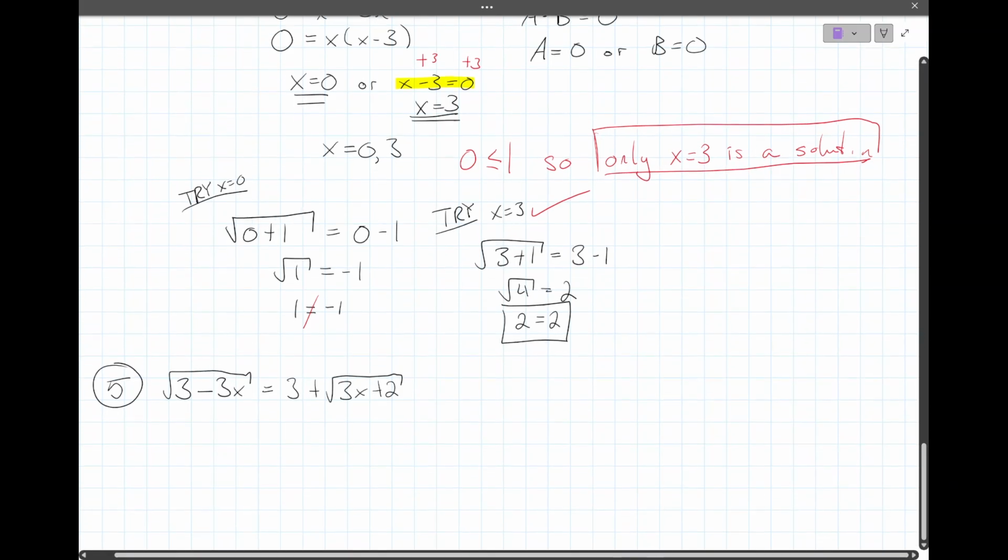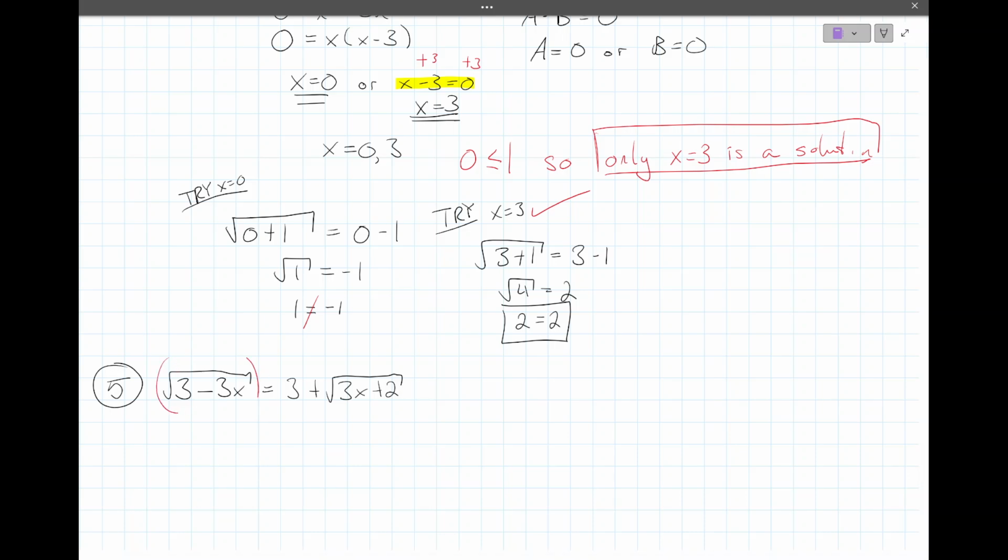And what we want to do here is the same thing again, but we're going to square and square again. So we're going to square this. We're going to square all of that. And it's going to take a little doing, but we'll see what happens here. This will be 3 minus 3x. So that side is nice and easy. But this is going to be 9 plus 6, 3x plus 2, plus 3x plus 2, right?